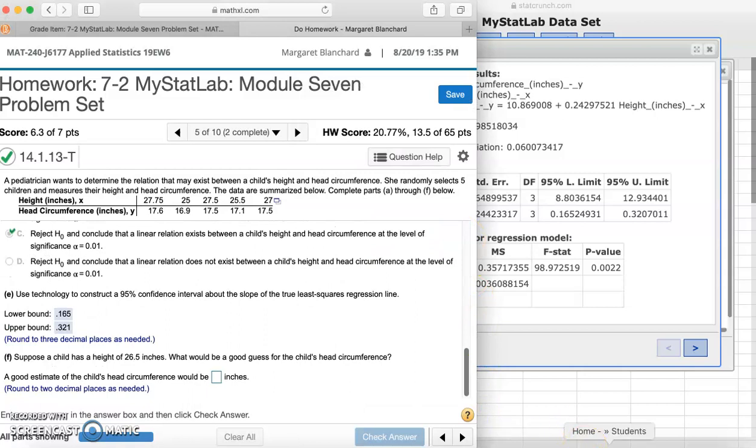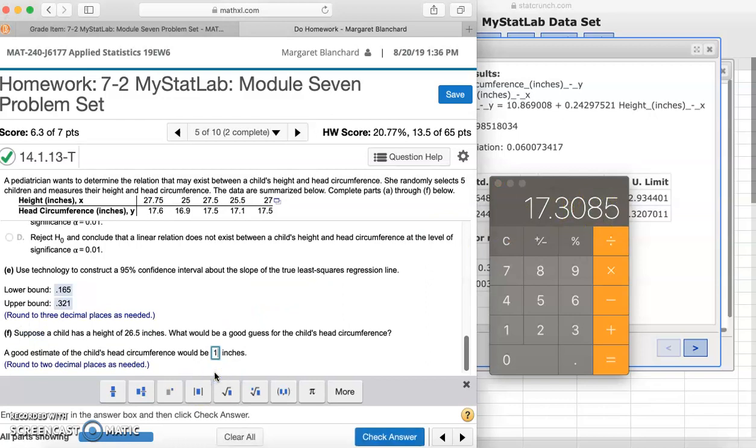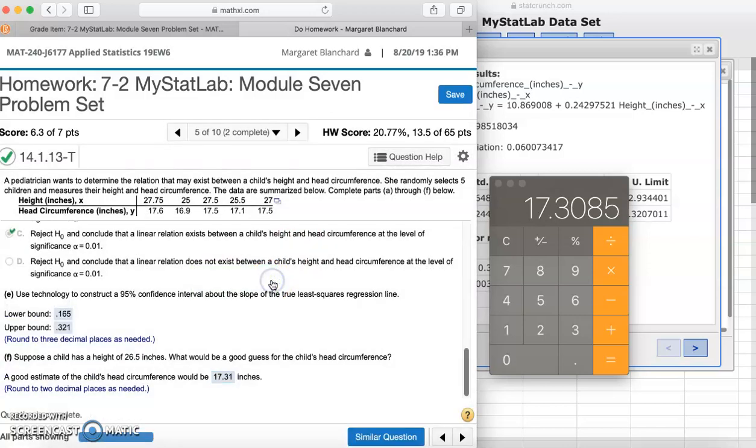Okay, so let's go back down here. I'm going to use the calculator. We're just going to write 0.2430, and we're going to multiply that by 26.5. And then we're going to add 10.8690. And that gives us 17.3085. What do we need? 2 decimal places. So that gives us 17.31. Check answer. Excellent. So that's how you run the hypothesis test, do the confidence intervals, and then use that model to predict a certain value. If you have any questions about that problem, let me know, or anything else.